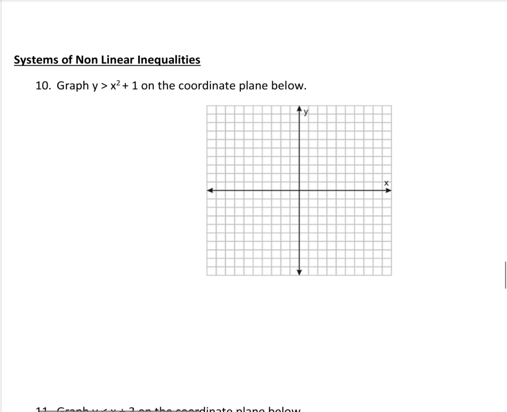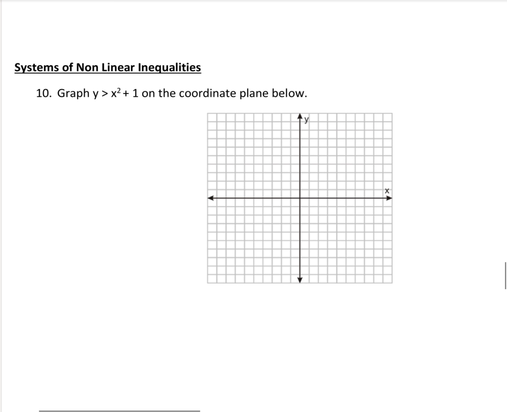Now, if I remember correctly, I'm going to have a dashed line because that's a greater than, and then x squared plus 1. I'm going to graph it like I would anything else. That plus 1 tells me that's where it starts. And I'm going to choose a number to the left and a number to the right so that I can then draw my line. But remember, it's an x squared, so what's really going to happen is you're actually going to have a U shape.